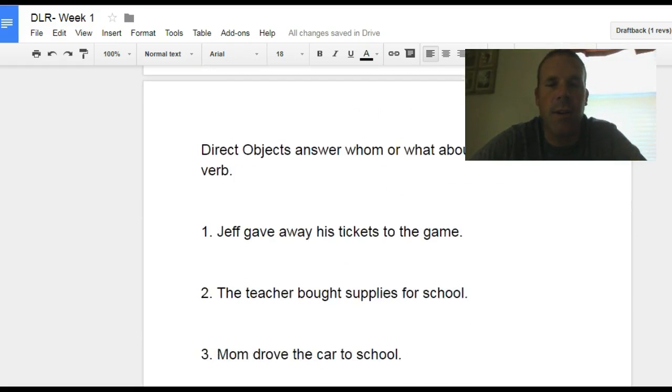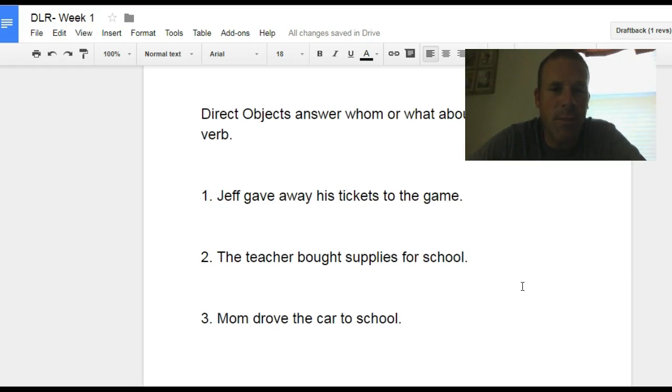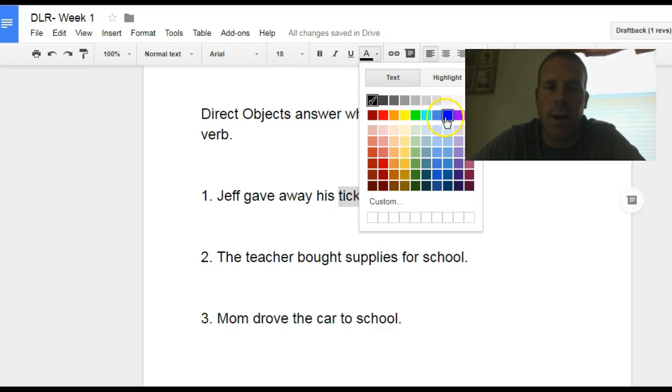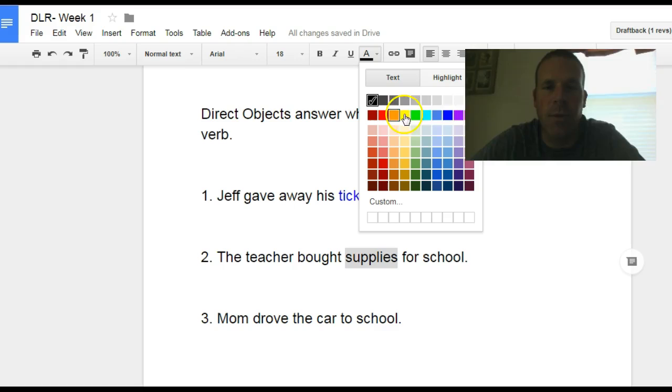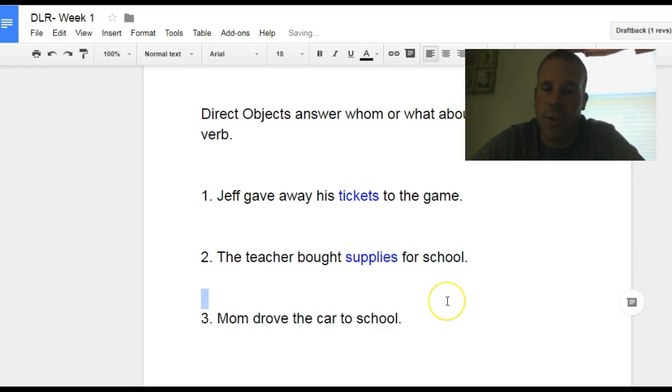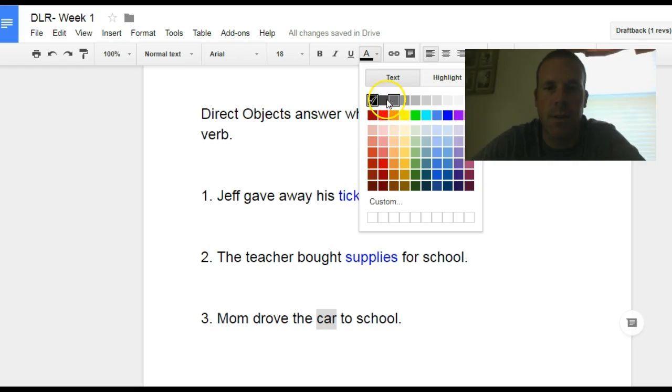All right, so down here, Jeff gave away his tickets to the game. Jeff gave, and so gave is our action verb. What did Jeff give? Did he give the game? Did he give away? Did he give his? No, he gave tickets. So that makes tickets a direct object. The teacher bought supplies for school. Teacher bought. What did the teacher buy? Well, the teacher bought supplies, and so supplies would be our direct object. Mom drove the car to school. Mom drove. Whom or what did she drive? Well, she drove the car, and so car is our direct object.